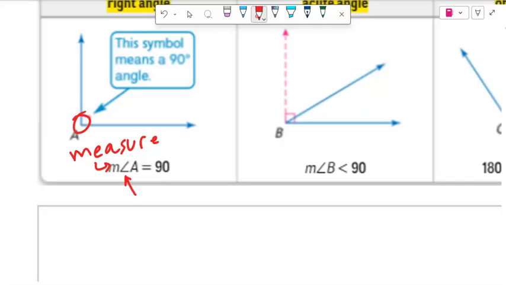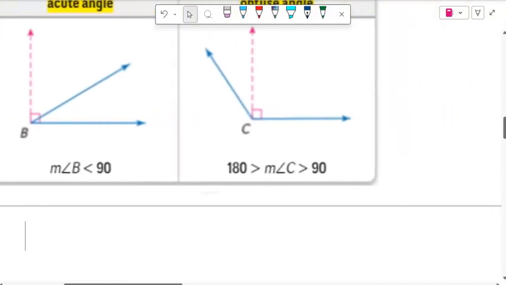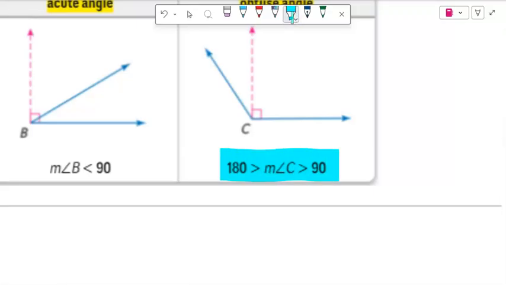So you'd read that out, the measure of angle A equals 90, and I'm going to call out the book here. What's the book missing on that 90? Degrees, yeah. You got to have that degrees symbol there. We measure angles in degrees. I'm going to call somebody out. Willow, go ahead and read this. How would we read that? Measure of angle B less than 90. Good. The measure of angle B is less than 90 degrees because it's acute. And then the measure of angle C is between 90 and 180 degrees.